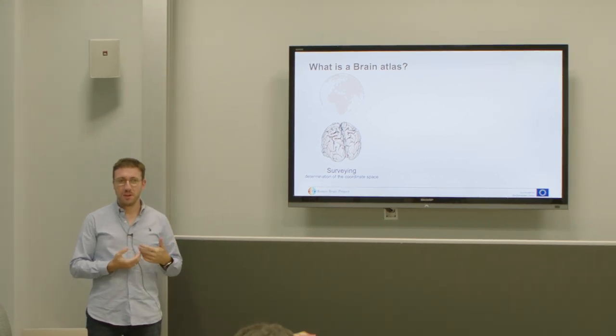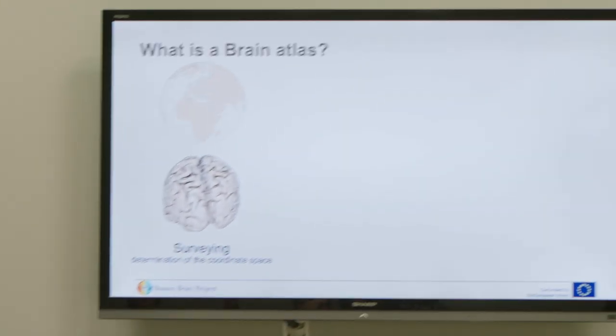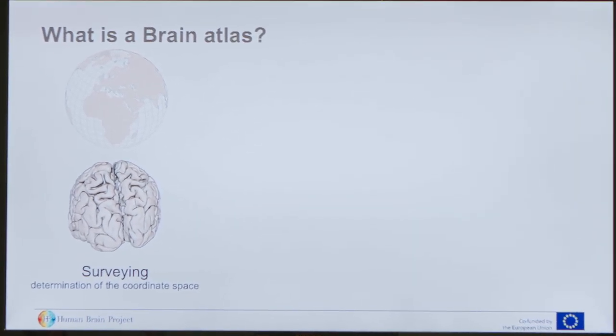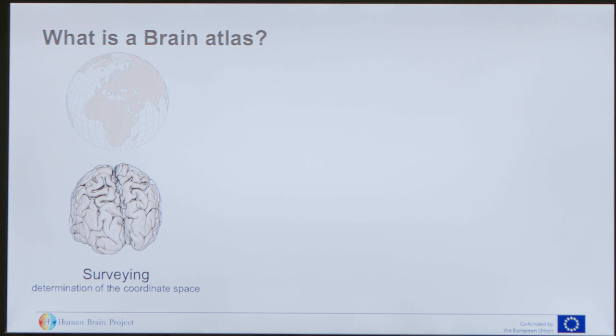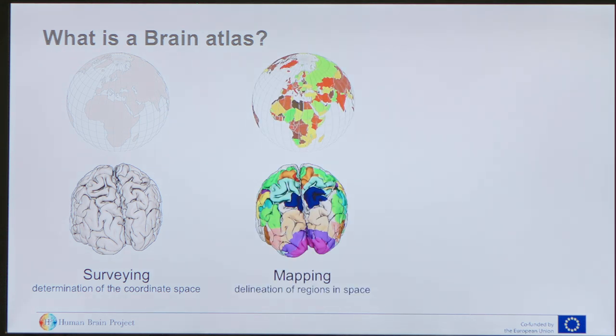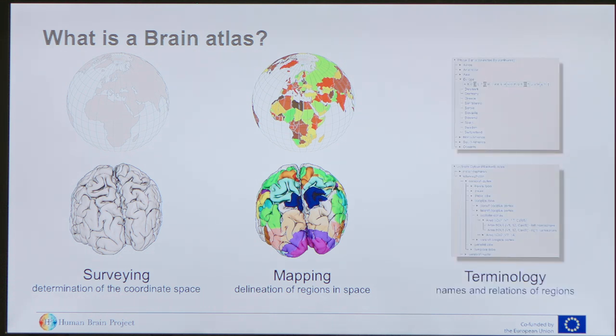I'll try to give you a first impression of what you can do with the Human Brain Project tools with respect to the atlases. Just to quickly summarize again, the way that we look at an atlas is usually on the high level. We have a definition of a coordinate space, which usually comes with an image of a brain in that coordinate space. Then we have a map, a delineation of the coordinate space into different regions, which might be more complex than just having clear borders, but in principle it is a map. And then we have a terminology or a taxonomy on top of that map.